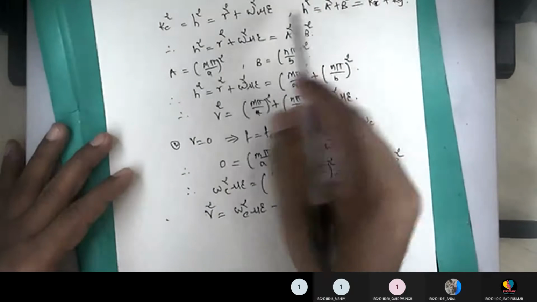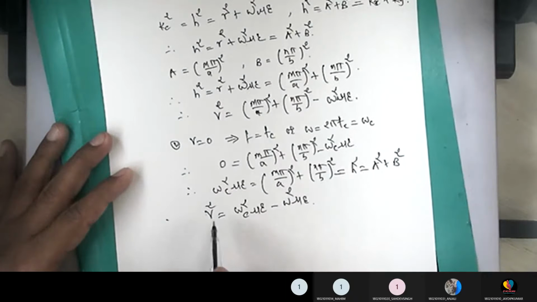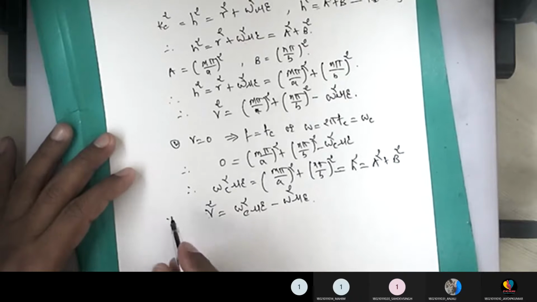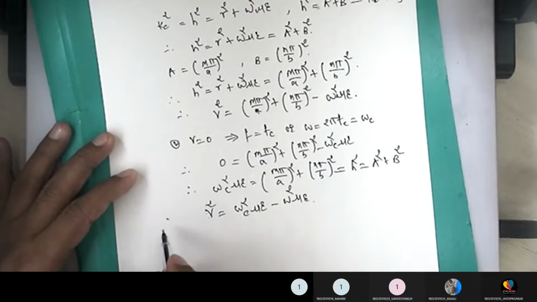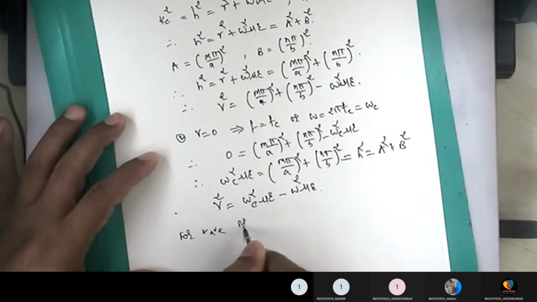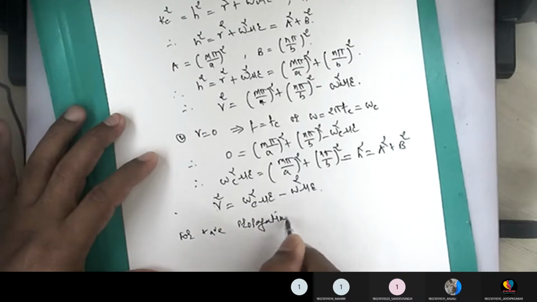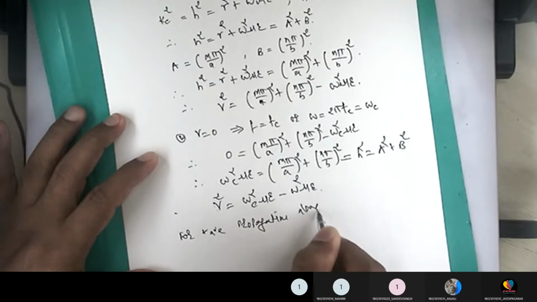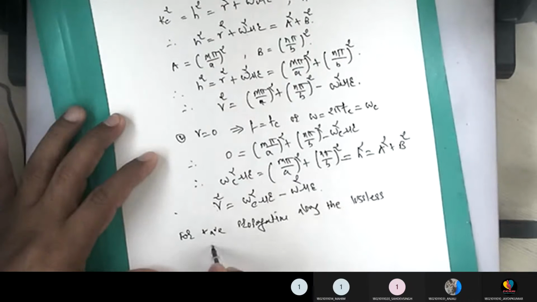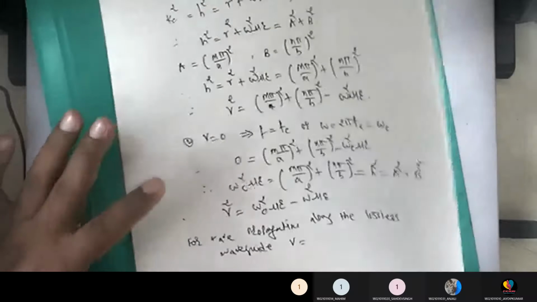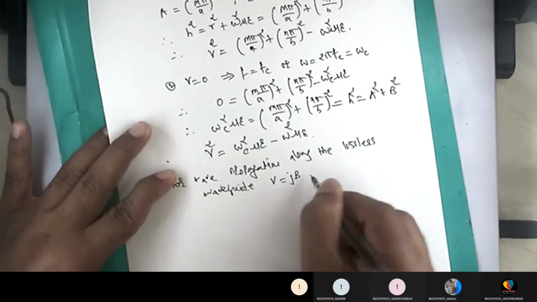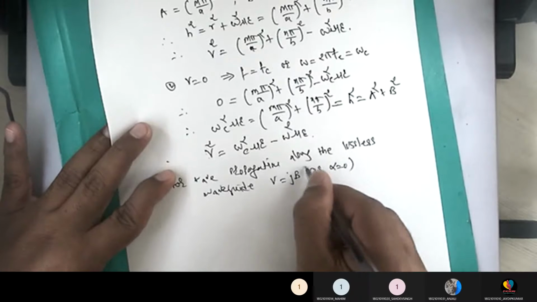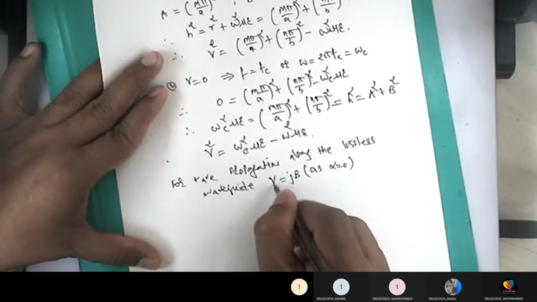So if I put these values in these expressions, then gamma square will become omega c square mu epsilon minus omega square mu epsilon. And now assume a wave propagation along the lossless waveguide. Then all of you know that the wave propagation constant gamma will become equal to j beta, as alpha is equal to zero. So the attenuation constant becomes zero, and our propagation constant gamma will become j beta.